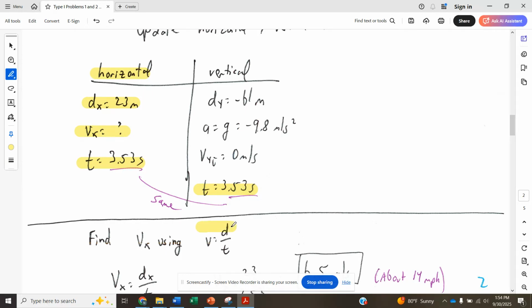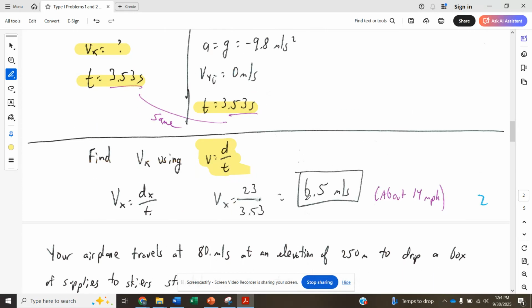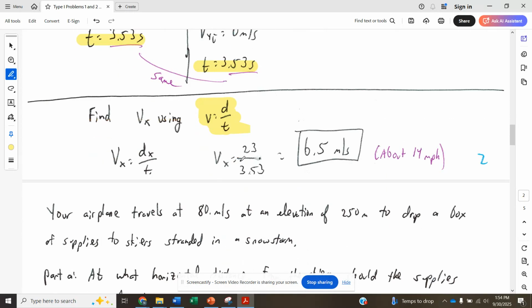So take a moment to solve for velocity using velocity equals distance over time. So you'll take that distance of 23, divide by that time of 3.53 seconds, and you'll get an answer of 6.5 meters per second. So this is pretty fast. You'd have to be running about 14 miles an hour to clear those rocks.